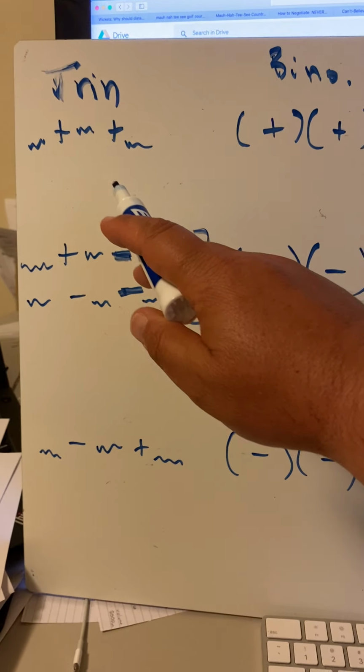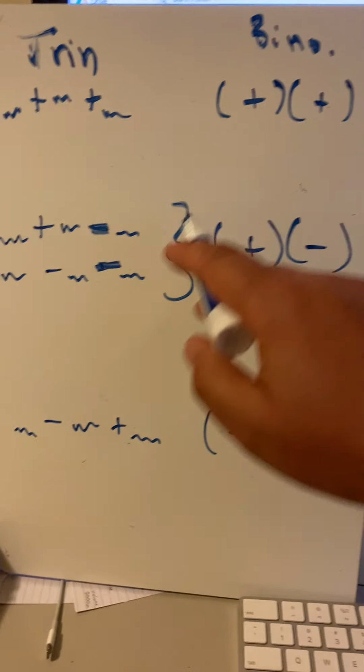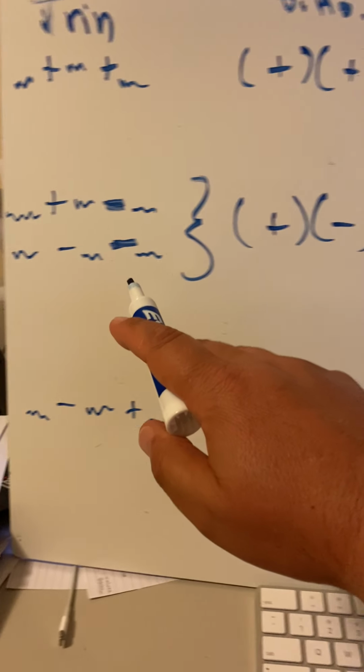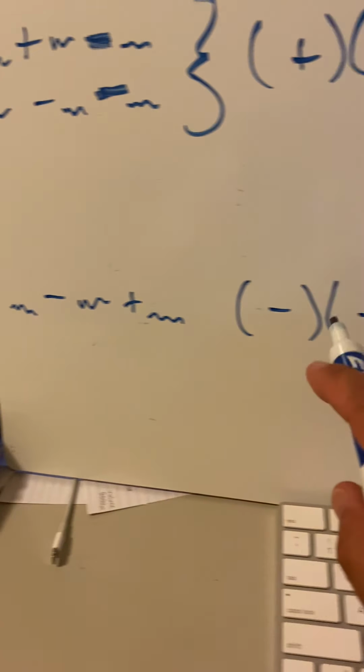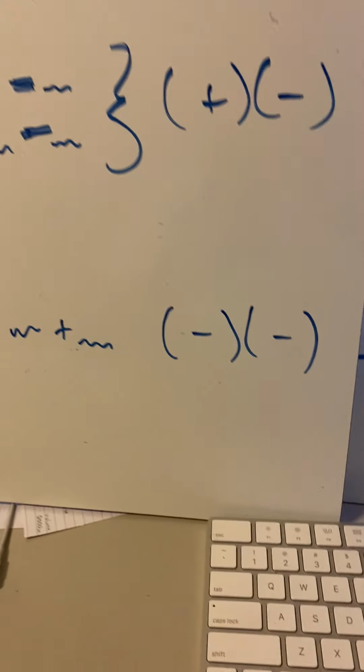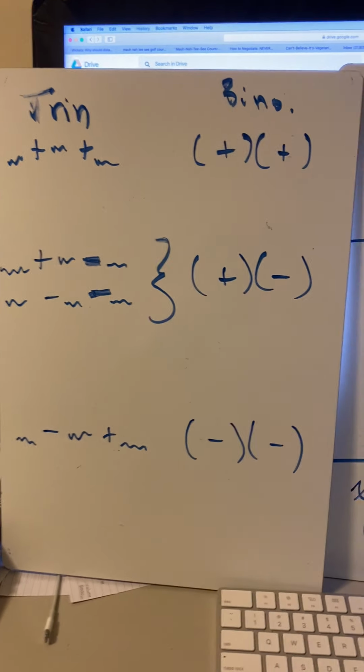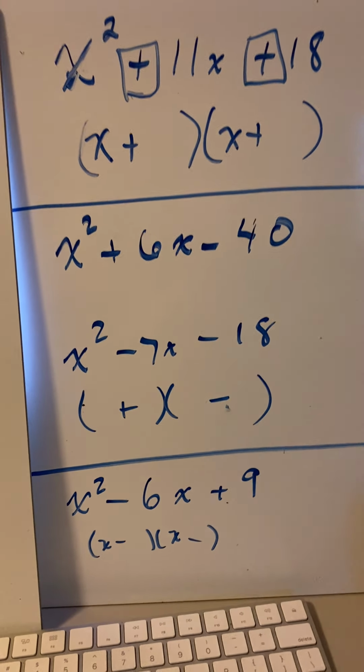If it's a trinomial plus plus, your binomials will be plus plus. If it's plus minus or minus minus, it's plus minus. It's flip-flopped. And if it's minus plus, it's minus minus. Always, okay? I'll hold it there for a second, and I'm done. Now, you can always pause the video, duh.